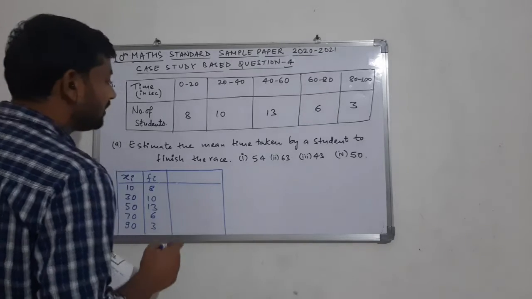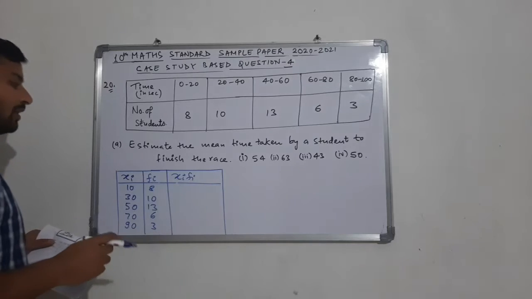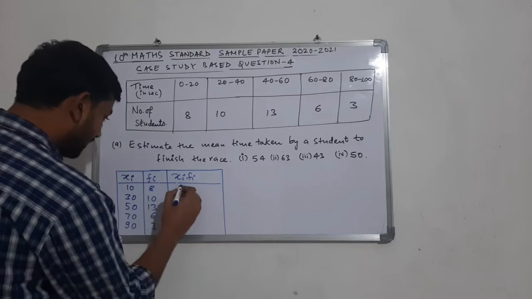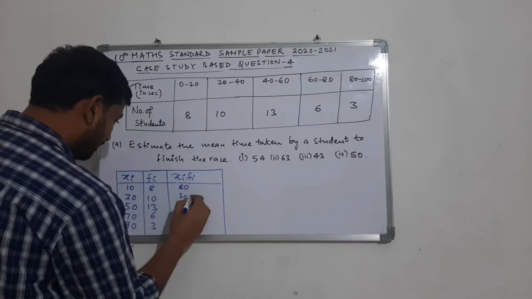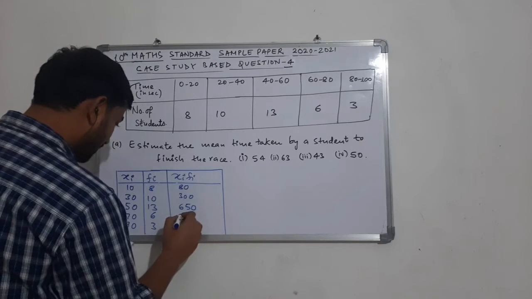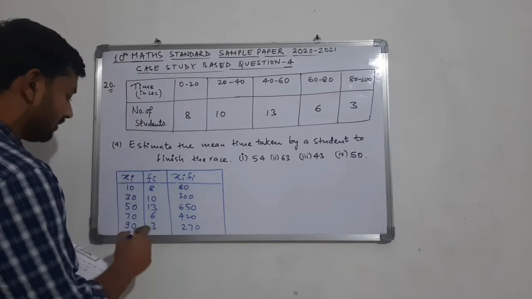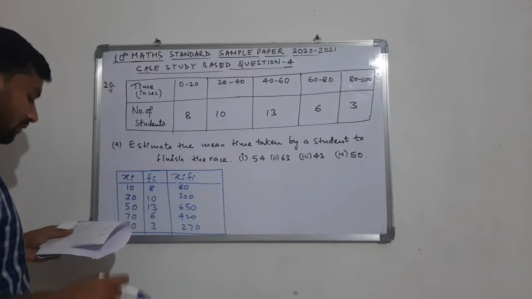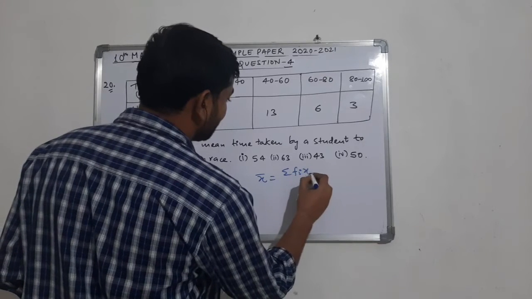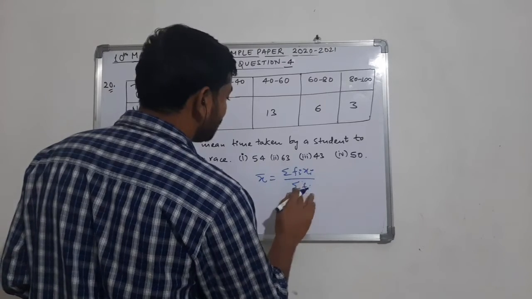Now to calculate the mean, we need xi and fi, that is fi into xi, the multiplication of these two values. When we multiply, we get 80, then 300, then 650, then 420, and finally 270. So these are the values. Now as we need the mean, that is x bar, we have a very simple formula: sigma fi xi divided by sigma fi. So for this we need these two values.